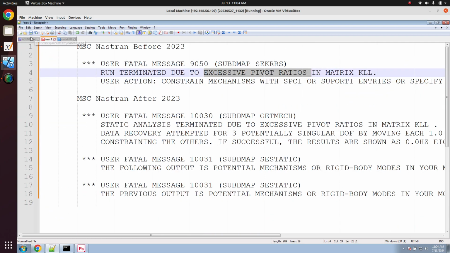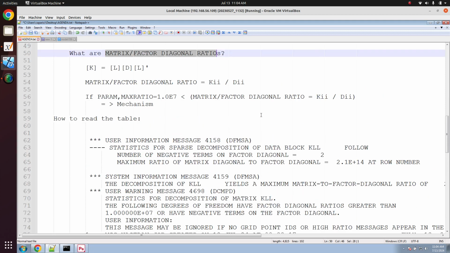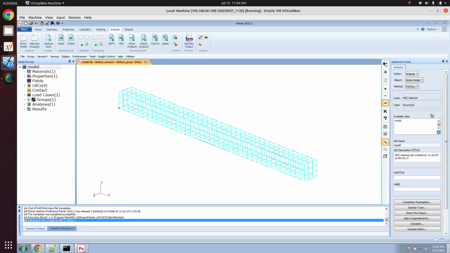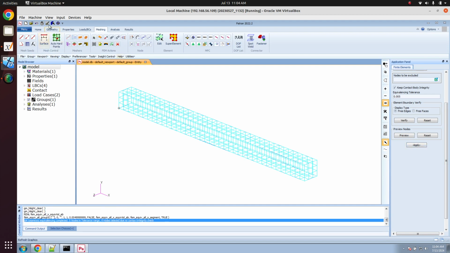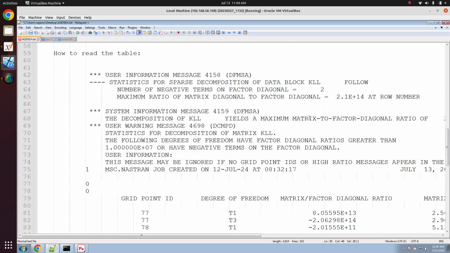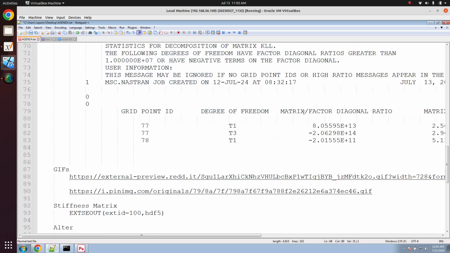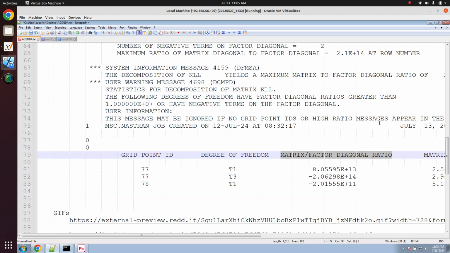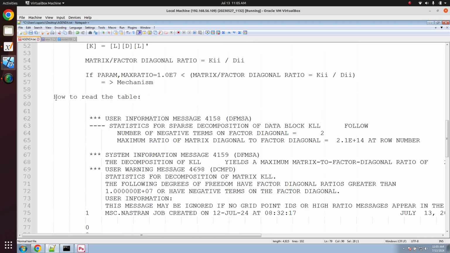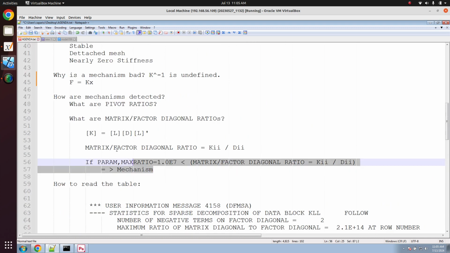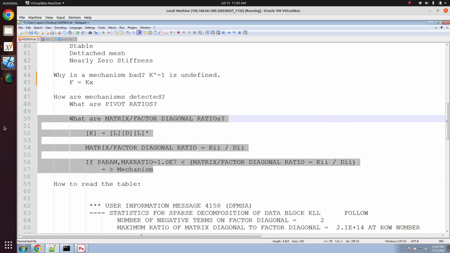If you look at the error messages, and here if I scroll down a little, let me go back here, and let me see if I can undo those. I guess I can't. In the error message, you see a lot of these terms. Maximum matrix to factor diagonal. Matrix factor diagonal ratio. What is the factor diagonal? What is this ratio that keeps being referenced in this document or in the F06 file? So we're going to take some time to define what that term is. How do you get that value?